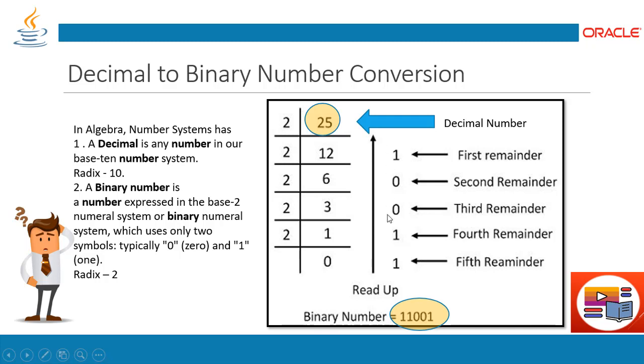We are going to put these remainders in a buffer, and we keep on dividing the quotient by the radix of the binary number, that is 2, until it becomes 0. So when we divide 12 by 2, it gives you 6, and the remainder will be 0, and so on. Again, we divide 6 by 2, which gives quotient 3, and the remainder will be 0, and so on. Now when we read the remainders we saved in the buffer from bottom to up, the binary number is ready for 25. So this is the process or logic of decimal to binary number conversion.